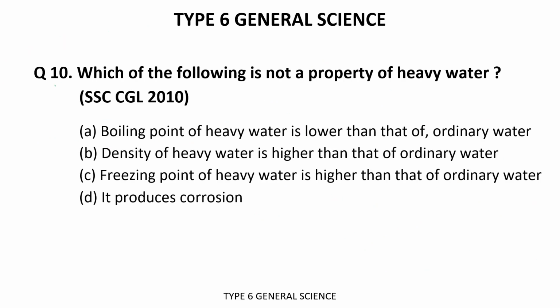Okay. 10th question we have. Which of the following is not a property of heavy water? Boiling point of heavy water is lower than that of ordinary water. Density of heavy water is higher than that of ordinary water. Freezing point of heavy water is higher than that of ordinary water. It produces corrosion. By reading the options, you can get the answer. So 15 seconds you have to think of an answer.